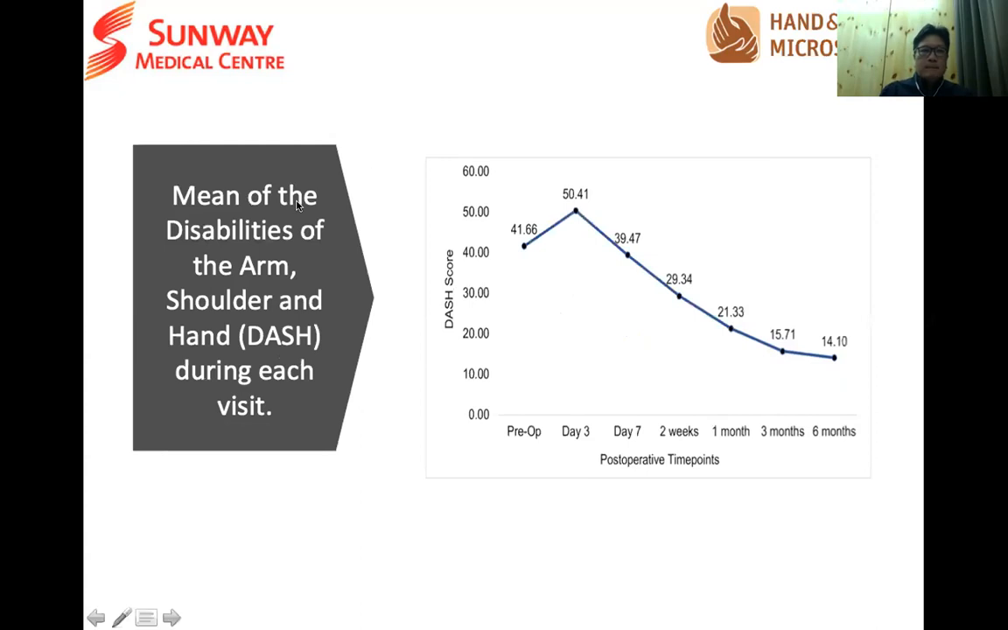So the next score is the DASH score. This is a functional score. Again, it's a self-reporting score where you answer some questions about function of your hand. Pre-op, you can see the score is 41.66. Post-op, day three is worse off because, of course, your hand is in a bandage. I tell you not to use your hand so much. Don't get it wet. So they can't do a lot of things. So the score increases. But on day seven, you can see it's already better than pre-op. So that's 1 week. It's already better than pre-op, even though the stitch has not been removed. And stitch is only removed at 2 weeks. And you can see the functional score actually just comes out.